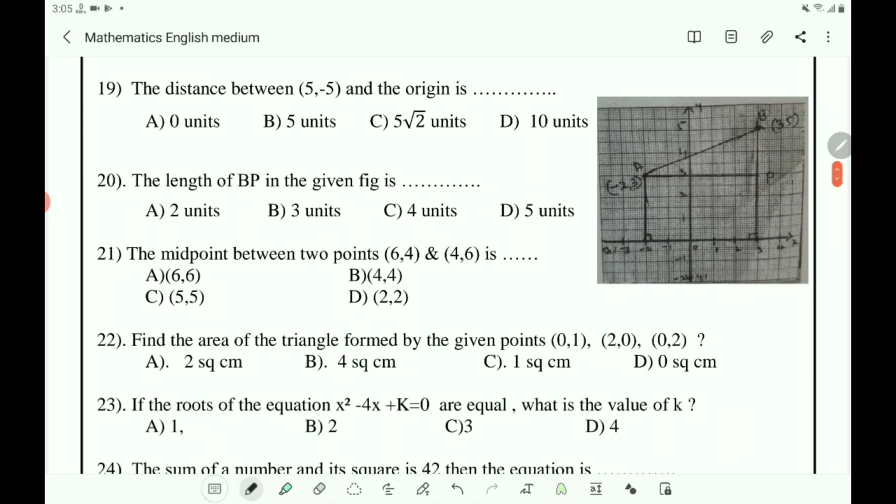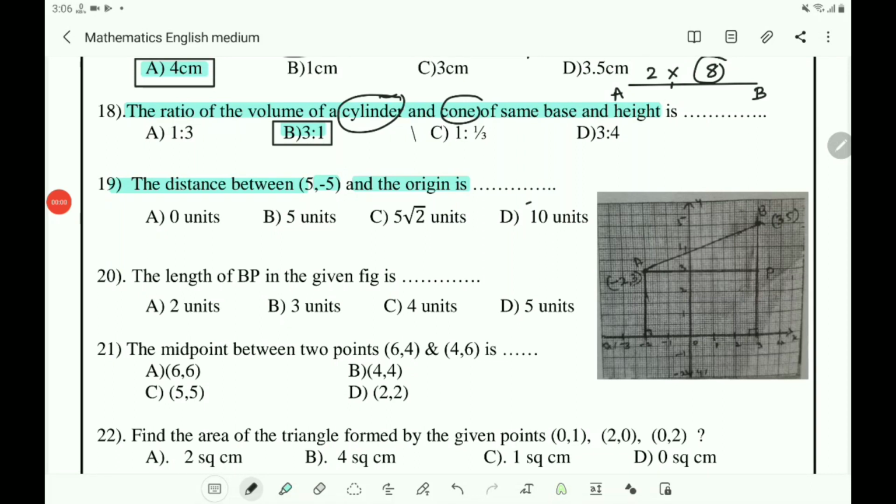Then you take the next question. Question number 19. The distance between 5 minus 5 and the origin is. So if you have a rough sketch of the rectangular coordinate system, the point 5 minus 5 will be here. What you have to find out is the distance from the origin, this one. And this distance is 5, and this distance is minus 5.